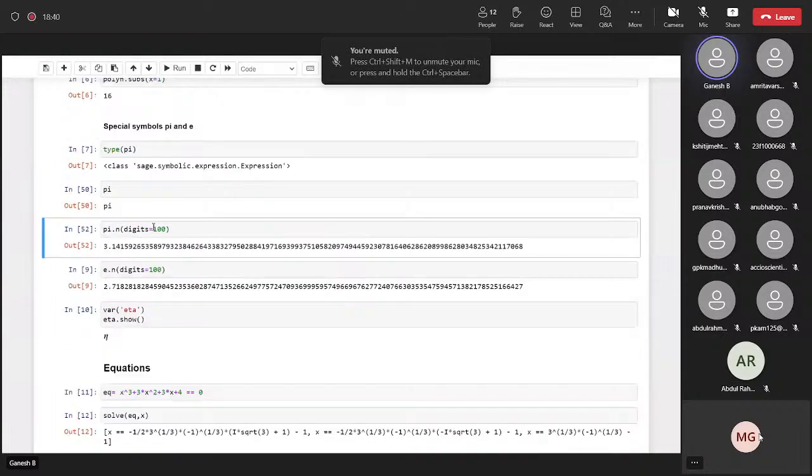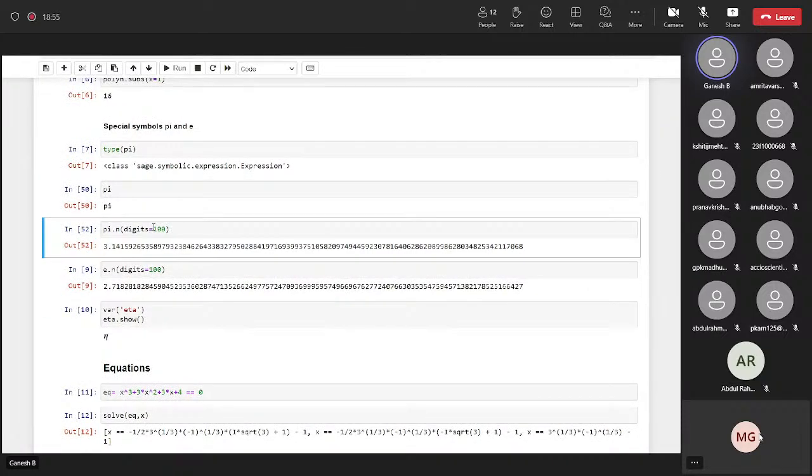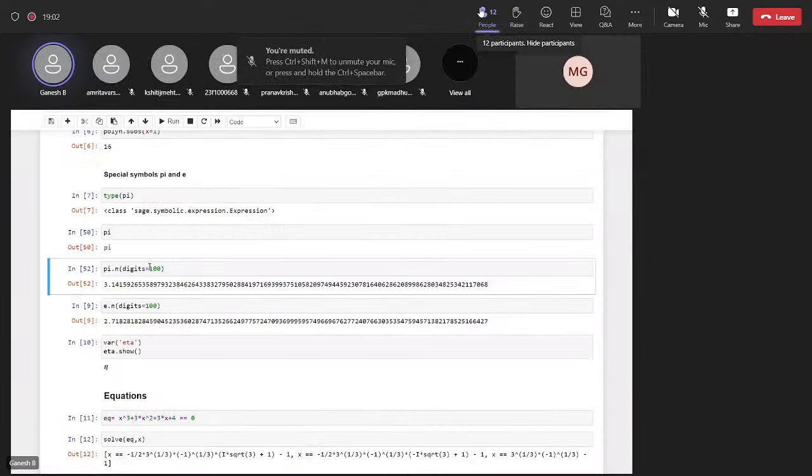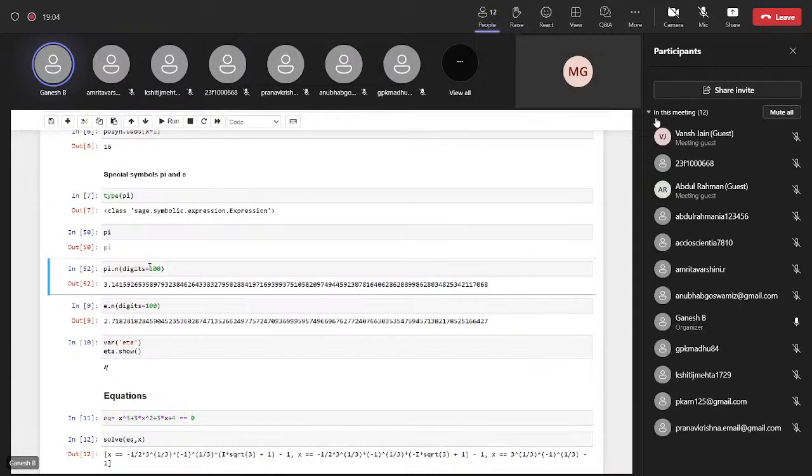And same with e and stuff like that. Pi and e, those symbols hold these values, but in general they are just symbols to SageMath. Unless you ask SageMath to evaluate its numerical value, it will not give you the value. And if you want the value, you can obtain it to an arbitrary number of digits, and it's very precise. There's no error in that.